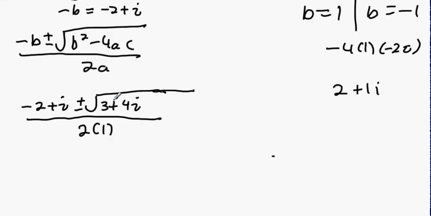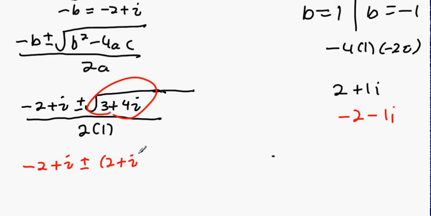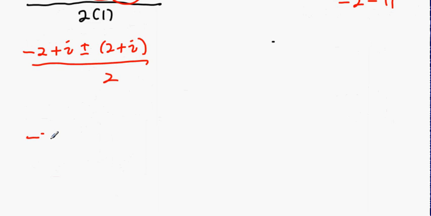So this here, I can replace it with 2 minus 1i, or I can replace it with 2 plus i. So I'm going to replace with 2 plus i. So 2 plus i plus or minus 2 plus 1i all over 2. Now the first answer is going to be minus 2 plus i plus 2 plus i all over 2.